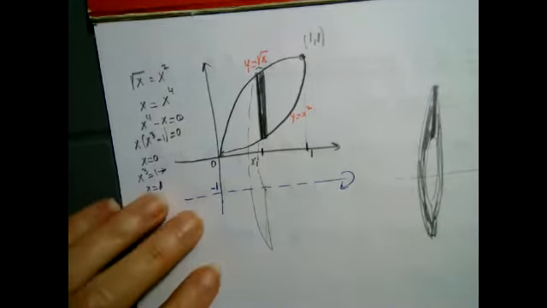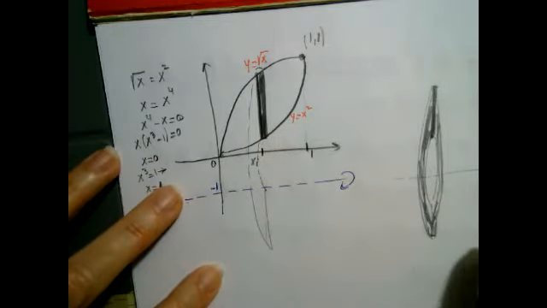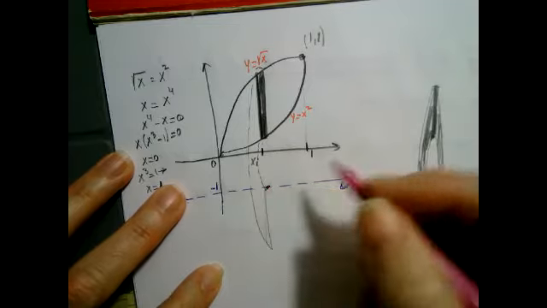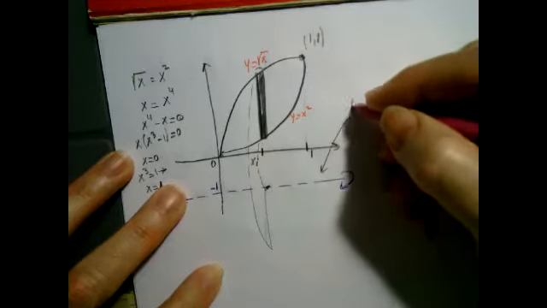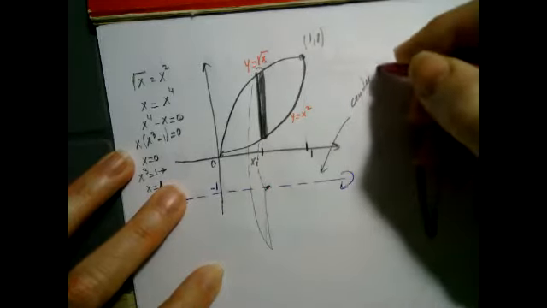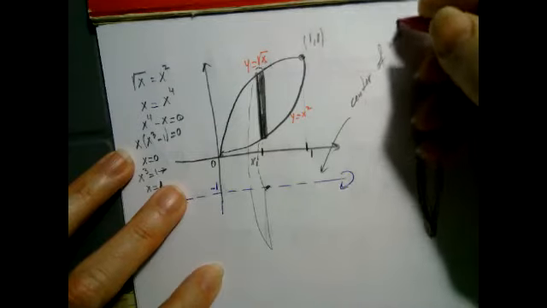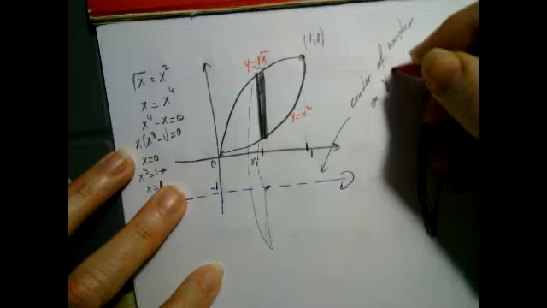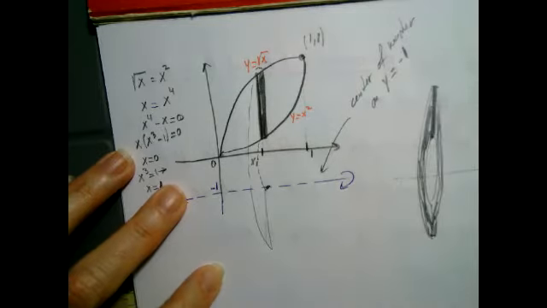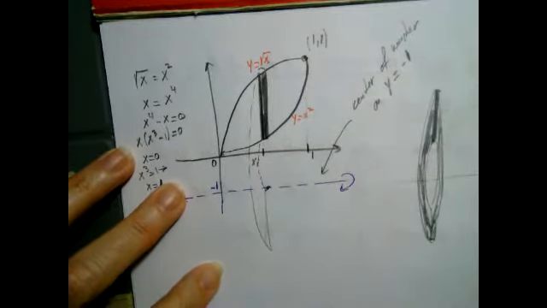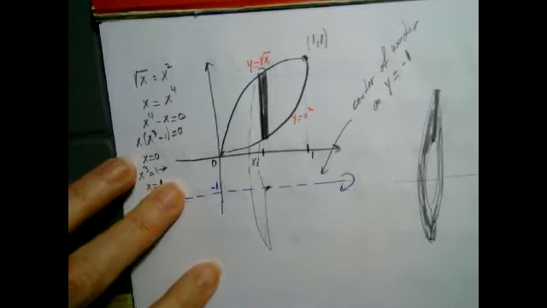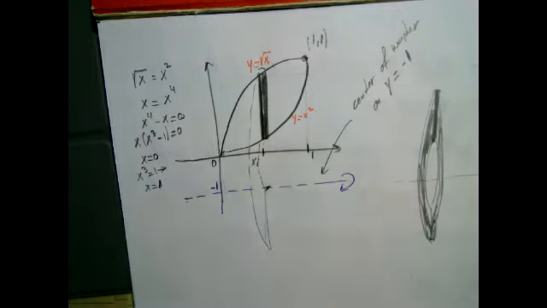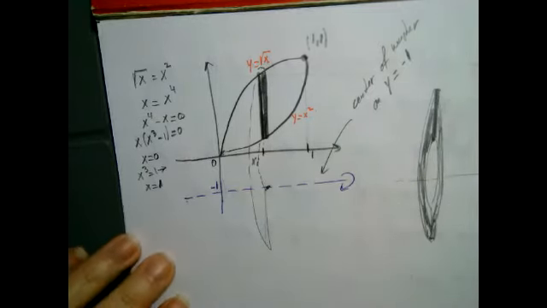Now let us analyze every piece. What is the radius of the washer? The center of the washer is crucial. The center of the washer is on the line y equals -1. That's where the center is because I'm revolving around it. So what is the inner radius and what is the outer radius?